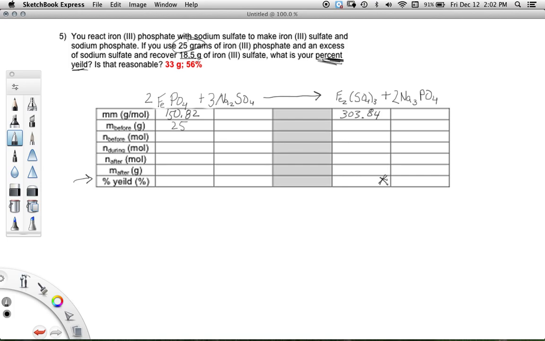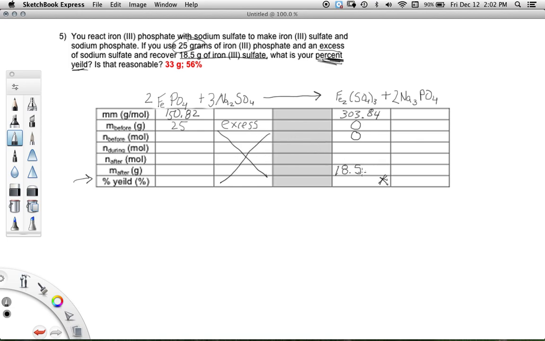the thing that I recovered 18.5 grams of. Most students are going to want to put 18.5 grams as the mass after, because I recovered 18.5 grams of iron 3-sulfate. We're going to assume that I began with no iron sulfate and it was made here. The question also says that I have excess. Okay, so I don't need to worry about anything here because I have more than I need.